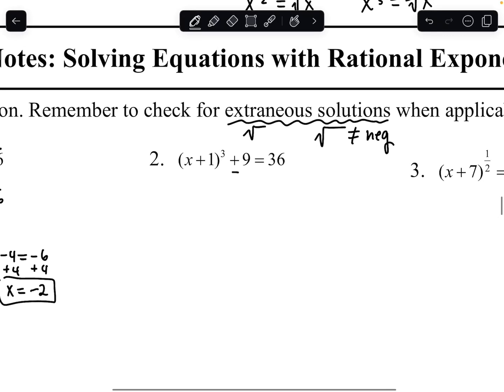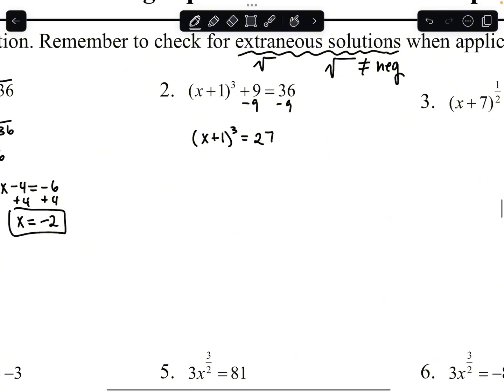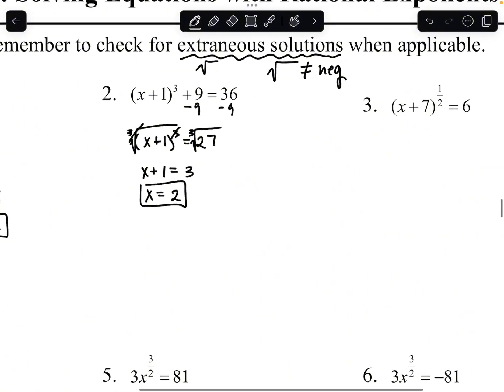Here we can isolate the cube. So subtract 9. And then we can take the cube root. When you add a cube root, you do not have the positive or negative. That's only for square root. So the cube root of 27 is 3. Subtract 1 and you get x = 2.